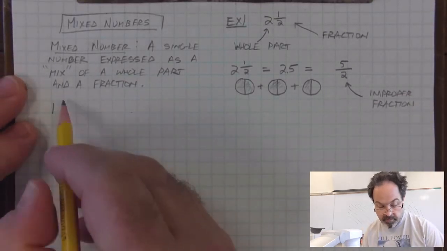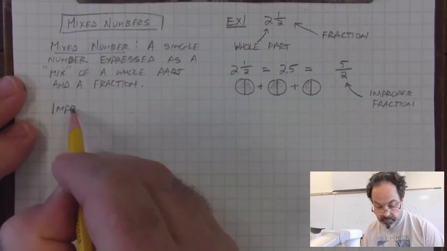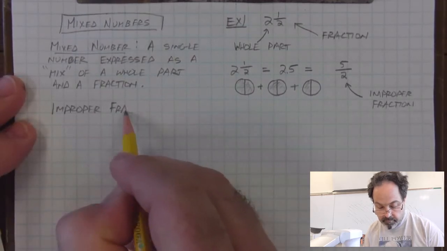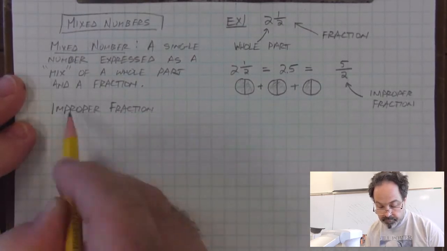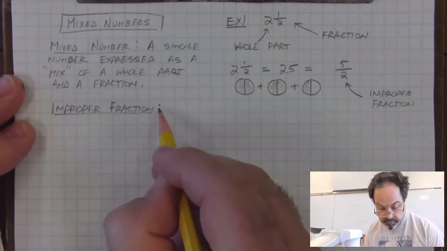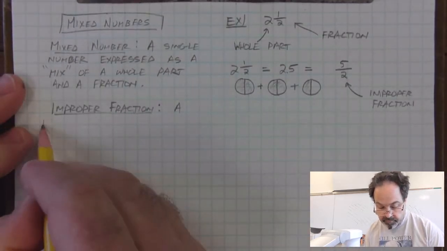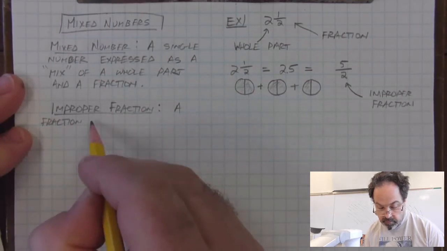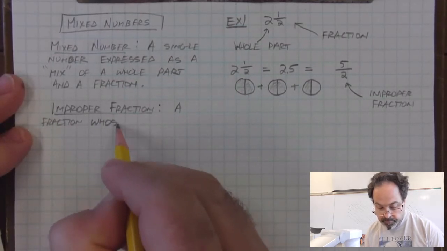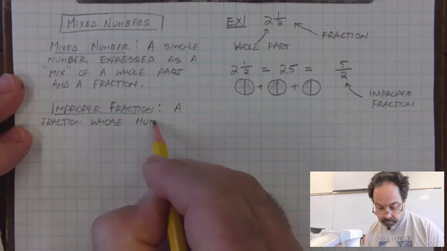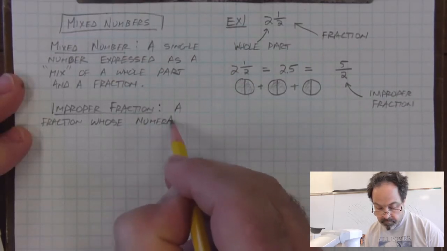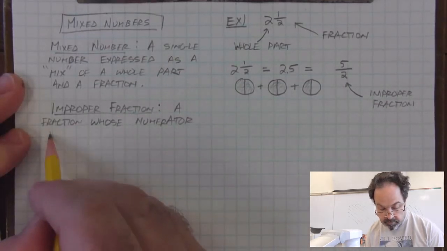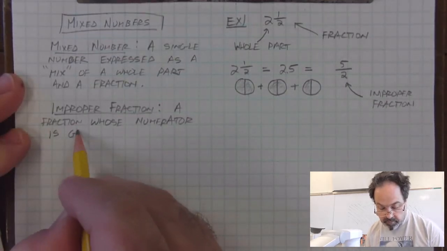And we're going to define what an improper fraction is. It is a fraction whose numerator is greater than its denominator.